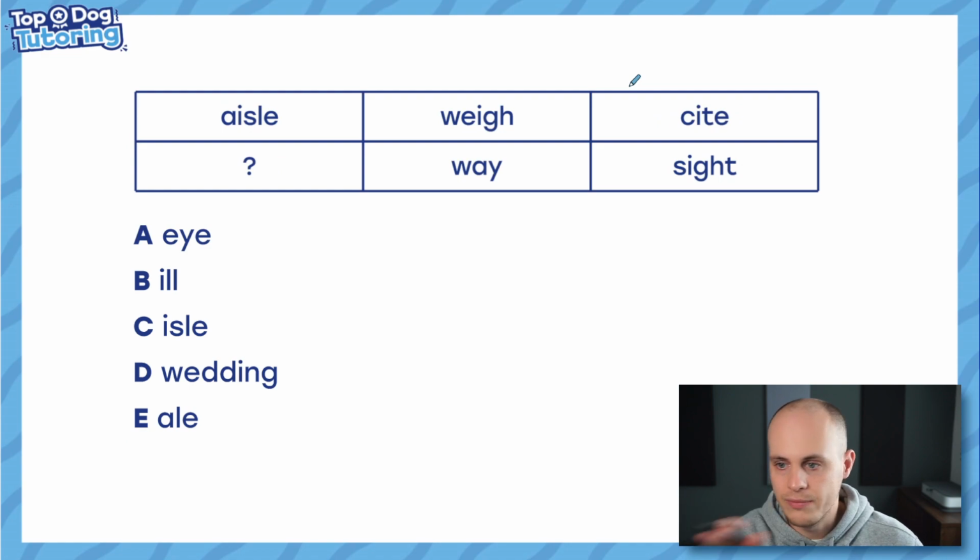I want you this time to have a little look at the words that are there. Have we got a link going across? Have we got a link in pairs again going down? What is it, and what's the answer, do you think?